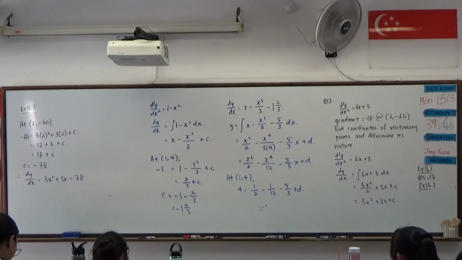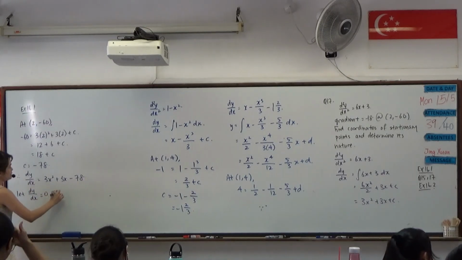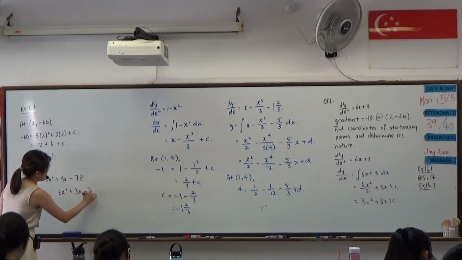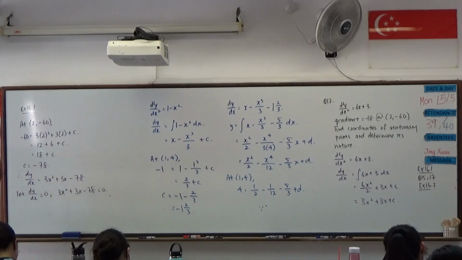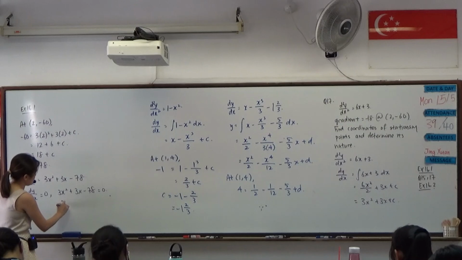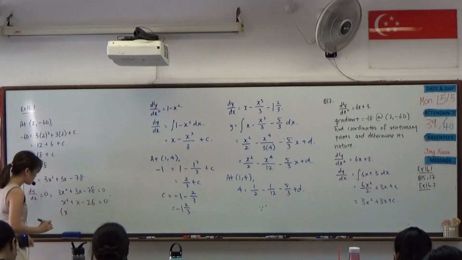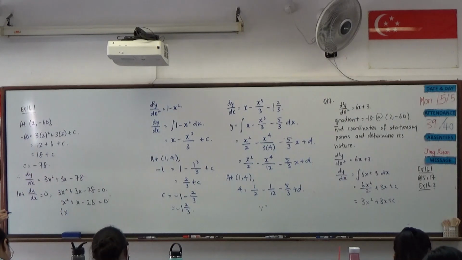At this stage, you can let dy over dx equal 0 already, so that we are solving this quadratic equation. It will be easier to factorize when you factorize out 3, or divide across by 3. Six divided by what? 26. How do I factorize this? Can someone give me an answer? 26, 13, and 2. No other factors, right? Did I get this correct?